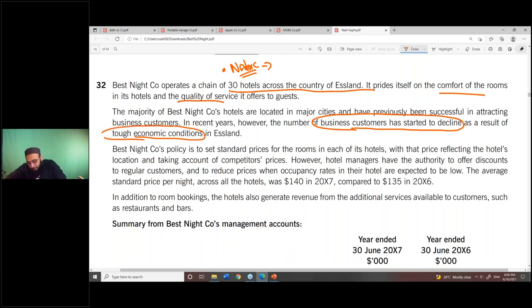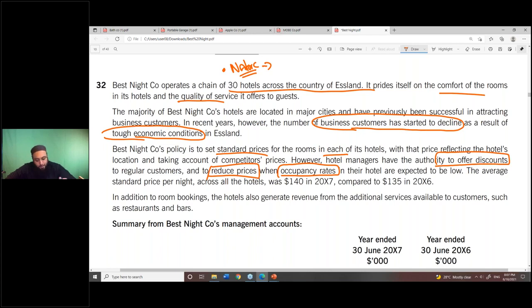So now, every piece of information which gives you the idea that things are going bad, and the reason for that is economic downturn, you should highlight all those things. Best company's policy is to set standard prices for the rooms in each of its hotels, with that price reflecting the hotel's location and taking account of competitors' prices. However, the hotel managers have the authority to offer discounts to regular customers and to reduce prices when occupancy rates in their hotel are expected to be low. Obviously, it's a normal business thing, right?